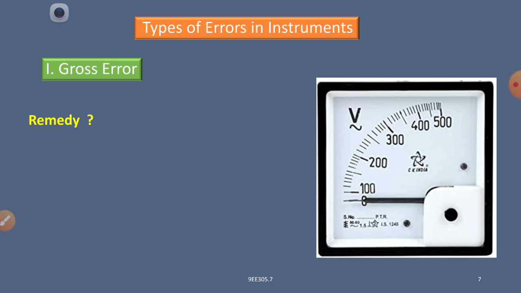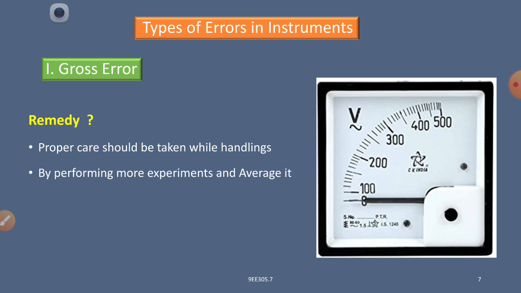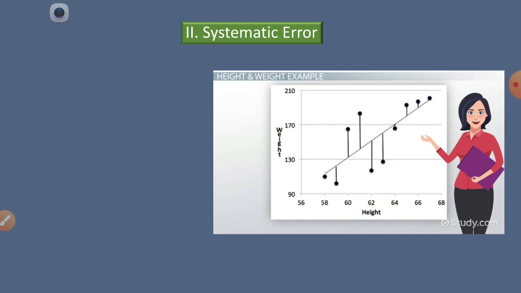From 100 to 200 there is no need to measure the value, it is simply a scale. So it is possible to have some error. That error is known as a gross error. What are the remedies? One is that proper care should be taken while handling, while reading the experiment, writing the experiment and calculating the experiments. Another is performing more experiments and averaging the values, then we are going to get the correct values.